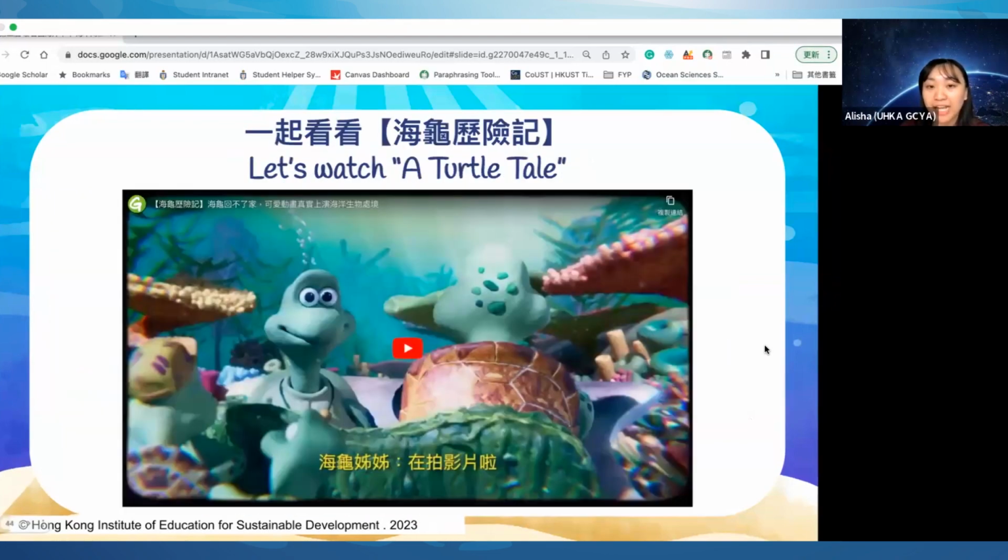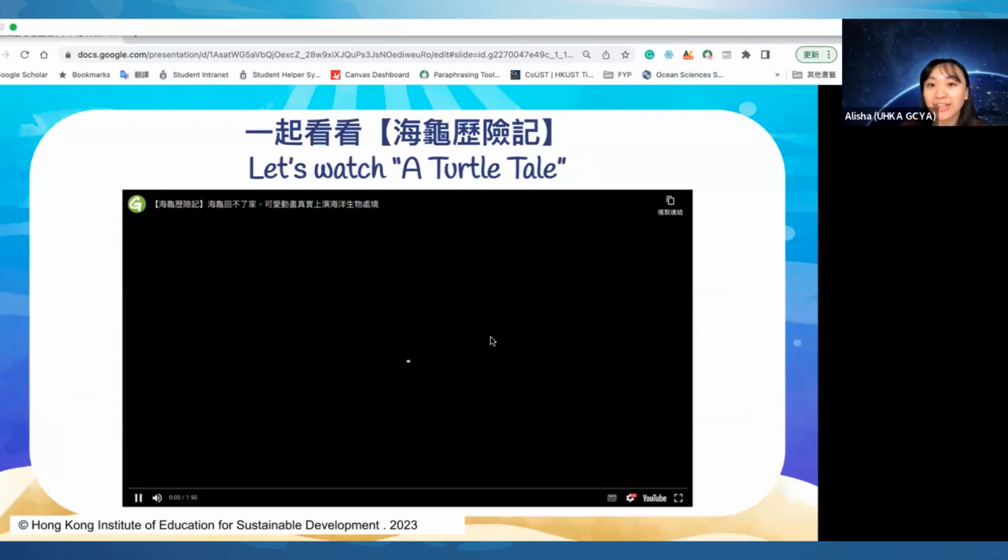Now we are going to take a look at a turtle tale to see what happened.